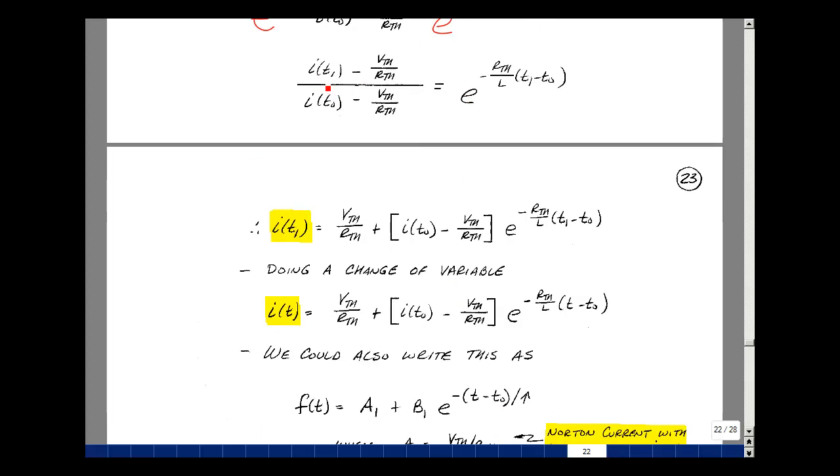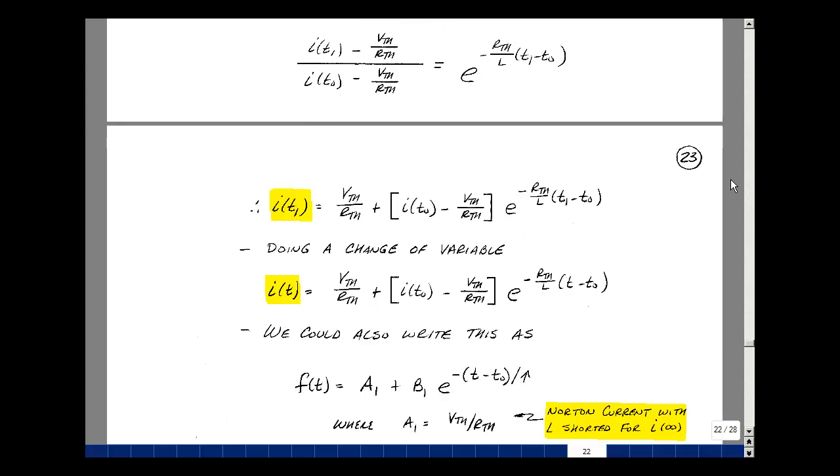And so let's solve for I of t1. That's going to be equal to this term on the other side of the equation, and then cross multiplying this with this. Here's I of t0 minus V Thevenin over R Thevenin times e to the minus R Thevenin over L, t1 minus t0. Let's do a change of variable, replace t1 by t, putting in these two terms. And now this is our solution to this differential equation.